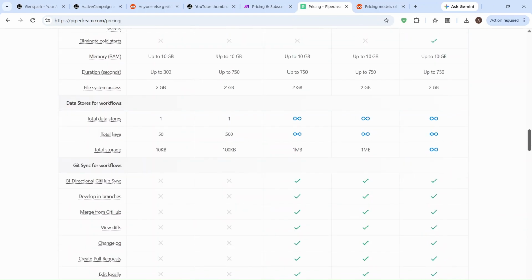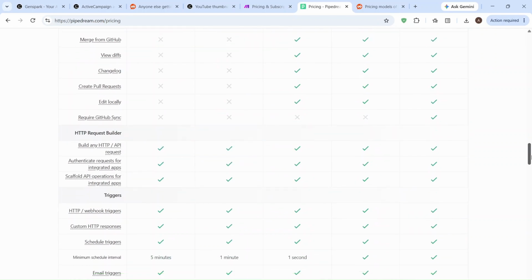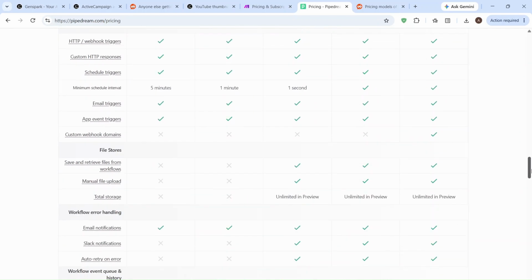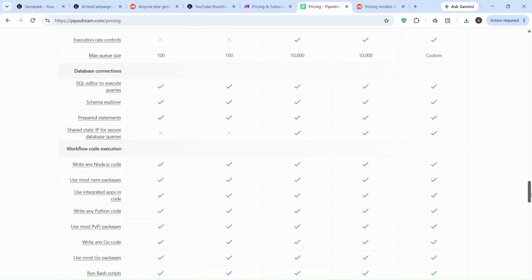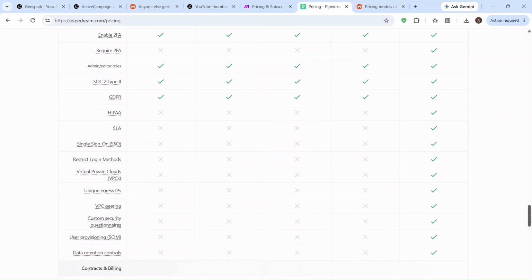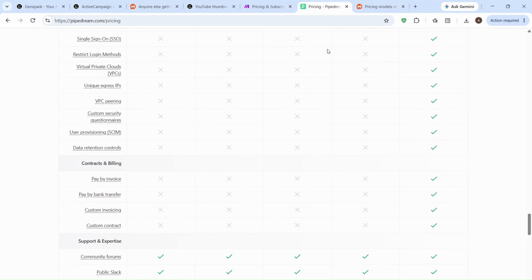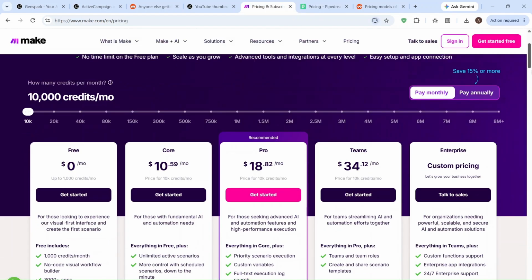So it was never which tool is better. They're both great. It's which billing model fits how you actually work. Simple, low-volume webhooks. Make. Heavy, multi-step, high-volume webhooks. Pipedream. Match the model to your workload and you stop overpaying.